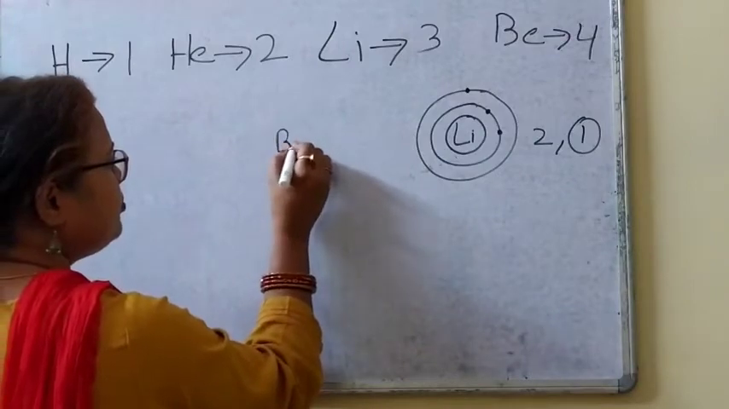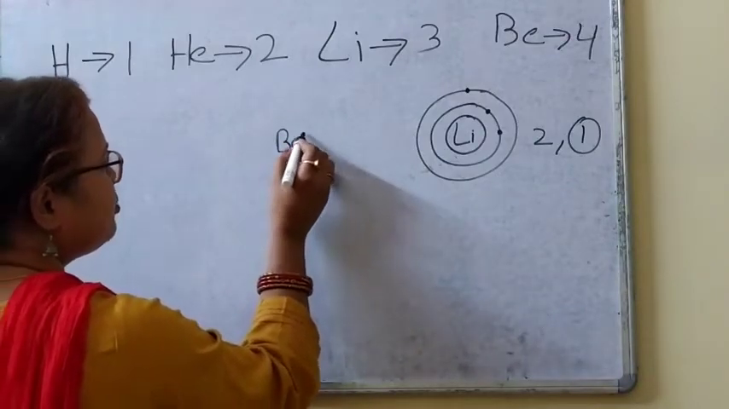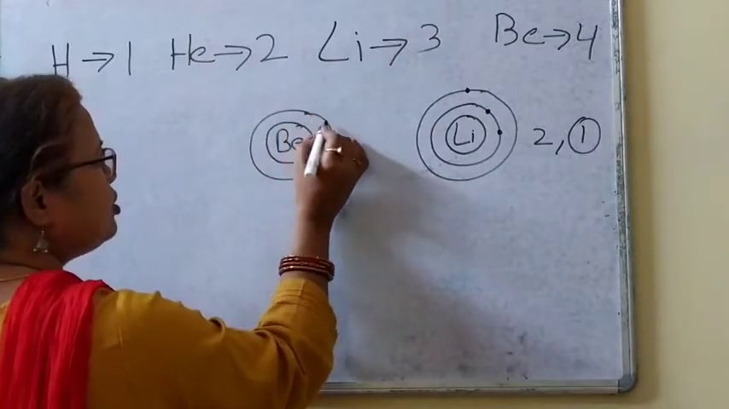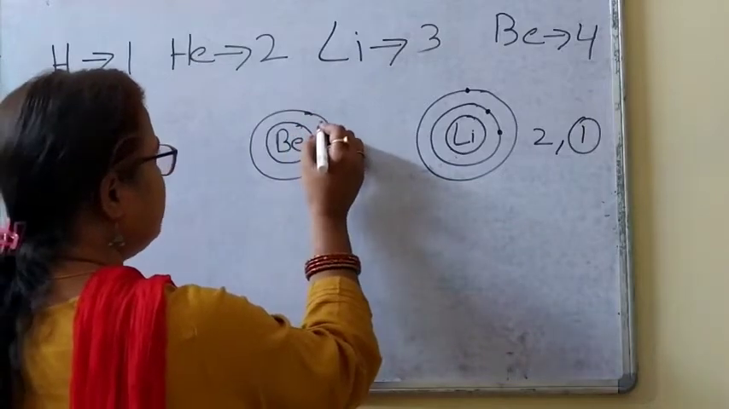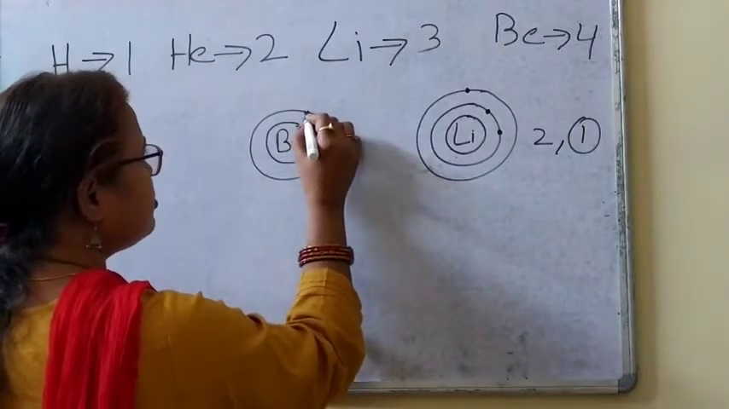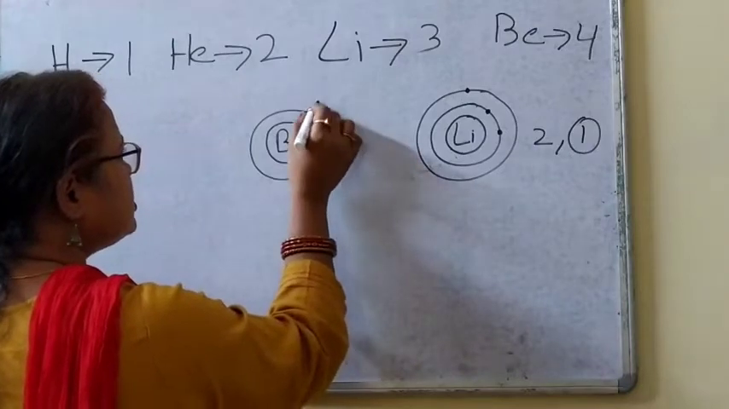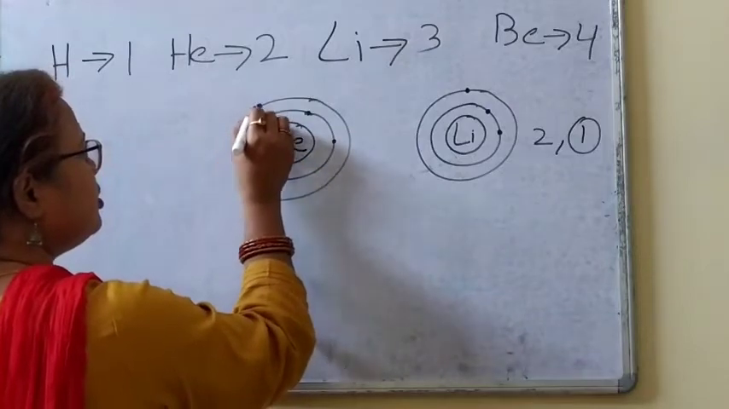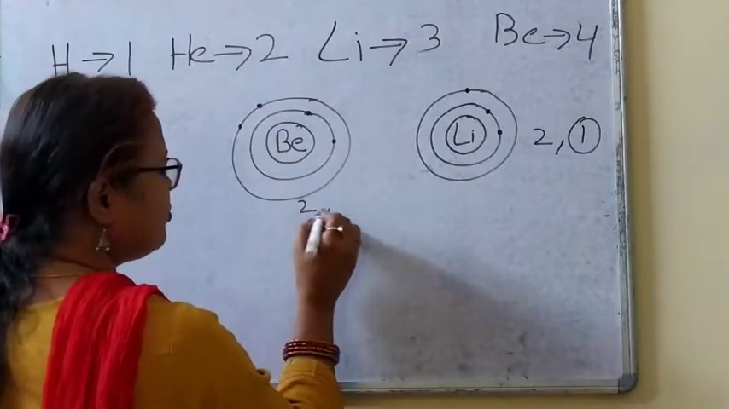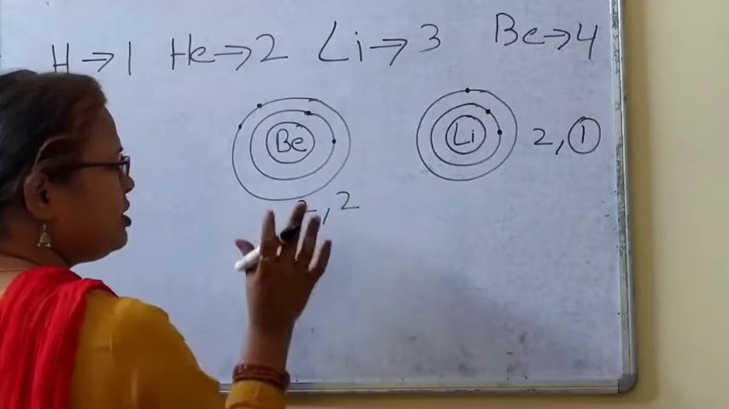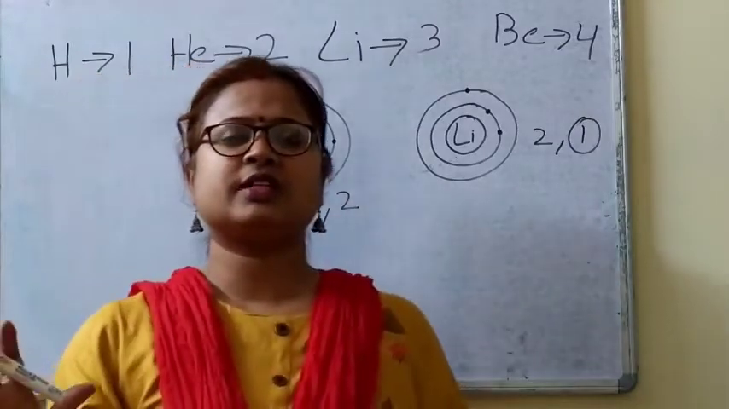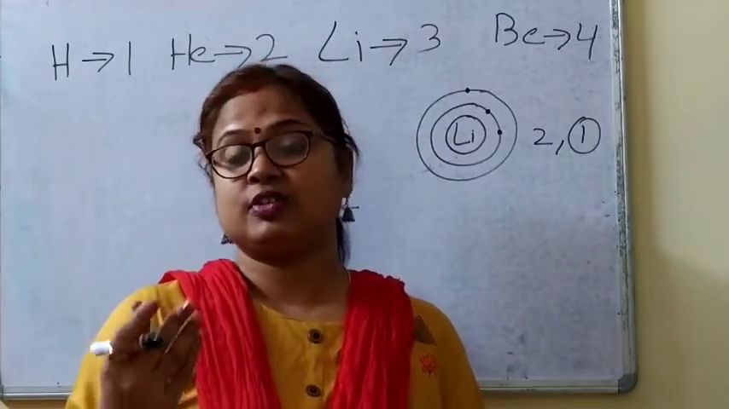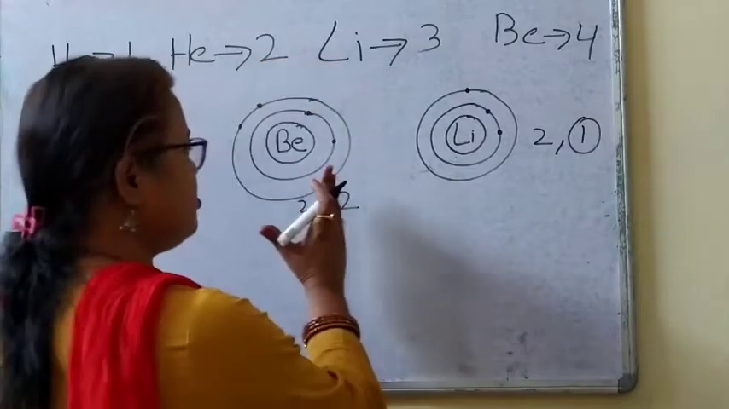This is the nucleus of beryllium, and this is the first orbit of beryllium. The first orbit has how many electrons? 2. In the second orbit, how many are left? 2 more. So first orbit 2, second orbit 2. The first orbit is satisfied, because the first orbit always gets relaxed when it has 2 electrons. So the first orbit is complete.